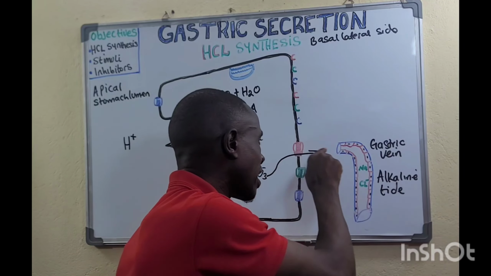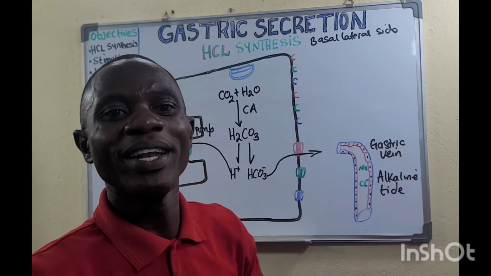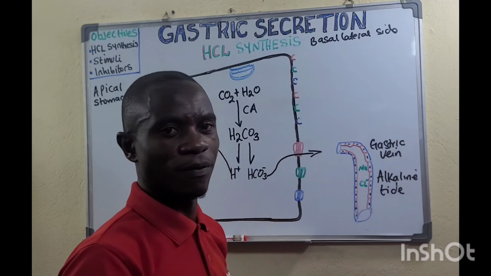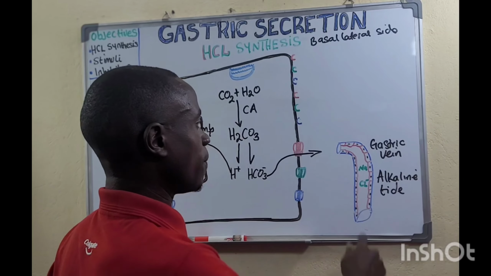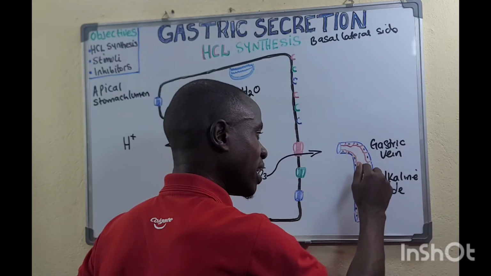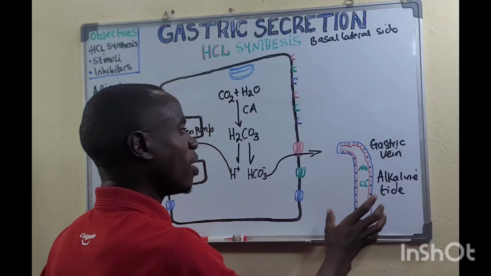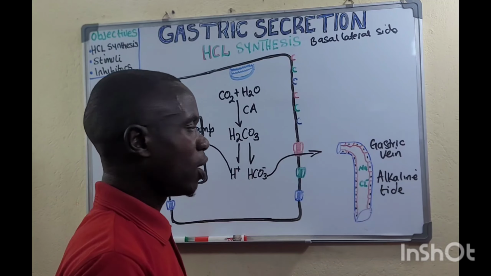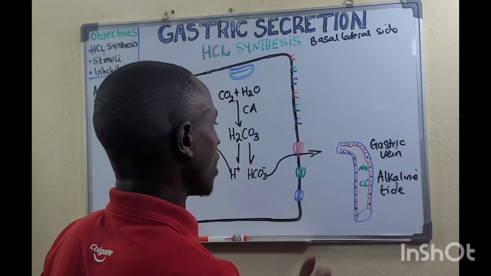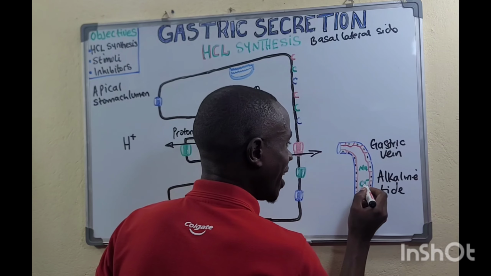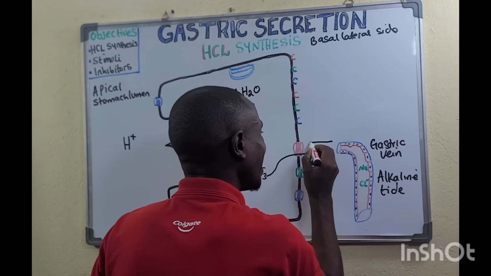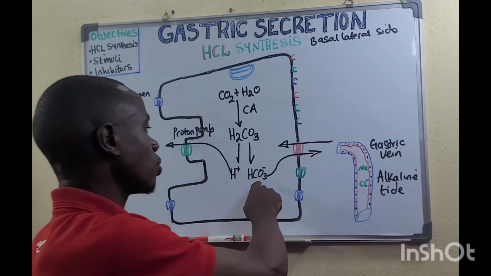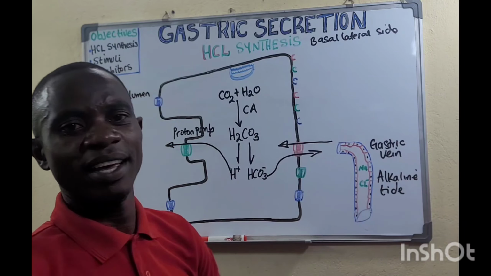Now as these bicarbonate ions are exiting, we need some other anions to enter through this channel. In the blood, you have sodium and chloride, so we also have sodium chloride in the extracellular environment of this tissue. The chloride ions are going to enter through this channel into the parietal cell. So this is the bicarbonate chloride exchanger.